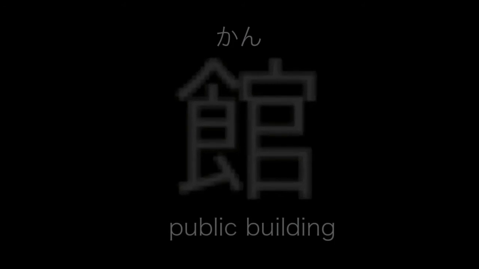Finally, we have the character which is pronounced kan, and it means a public building. Now there are 2 elements in kan. The element on the left-hand side here, again you should be very familiar with because it's the character meaning to eat, only because it's squished up and it's part of another character, it doesn't have that final element there which you find in the full character to eat.